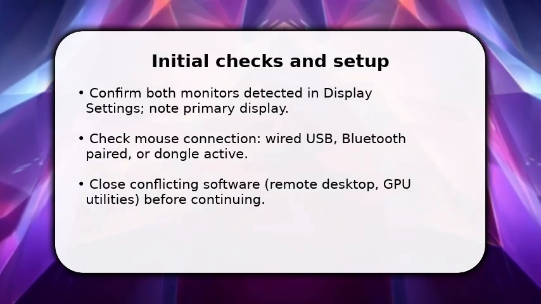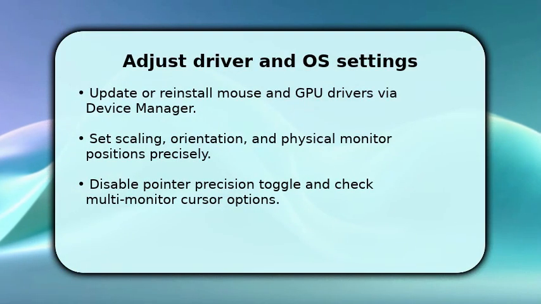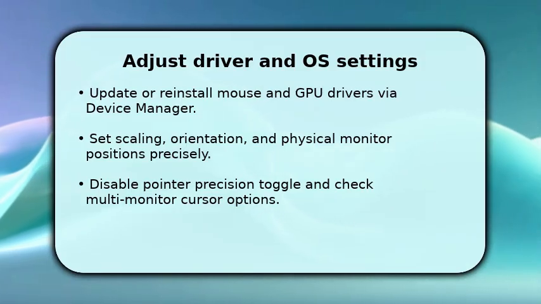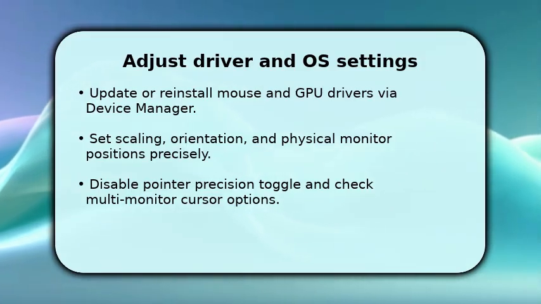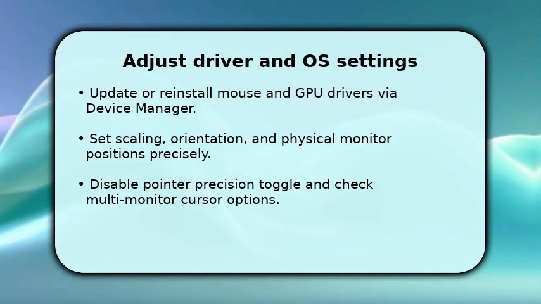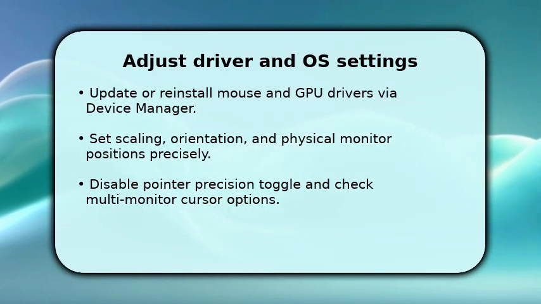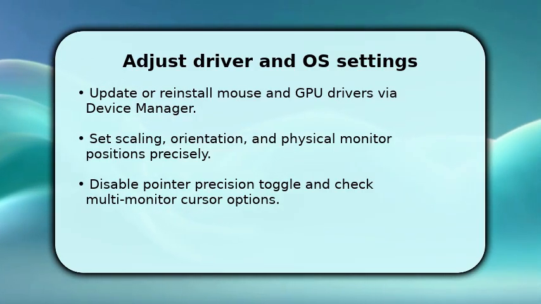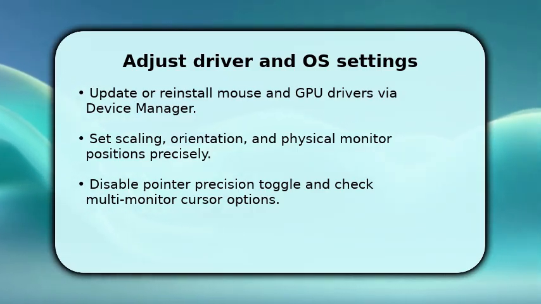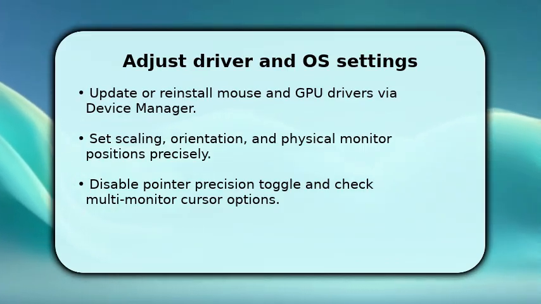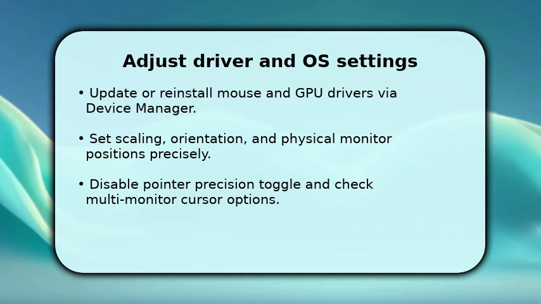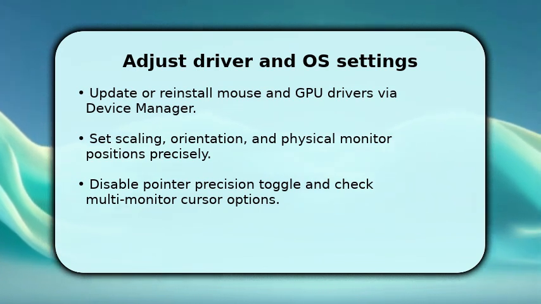Now you update drivers and tune system settings to fix cursor drift or loss. Open Device Manager and install the latest mouse and graphics drivers, or roll back if a new driver caused issues. Next, in display settings, match scaling and orientation, and drag the monitor tiles so their edges align precisely. The cursor moves along the visual seam when positioned correctly. Finally, disable pointer precision if it feels jumpy, and check any utility that controls multi-monitor cursor wrapping.